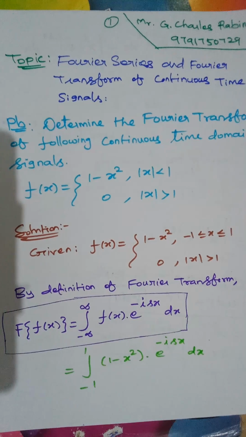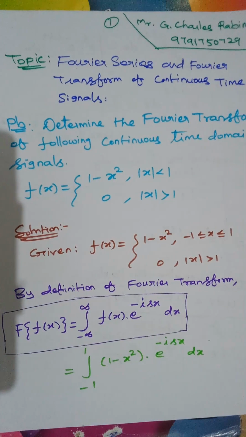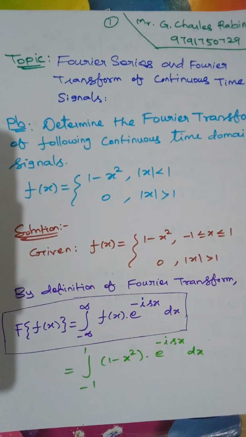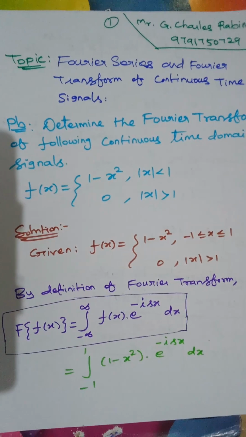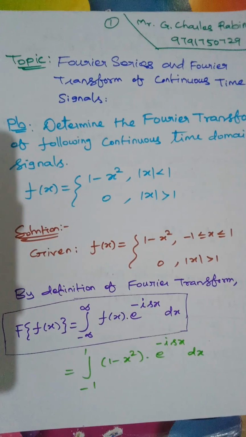So see the problem. Determine the Fourier transform of the following continuous time domain signals. f of x can be split. The very first one: 1 minus x squared for mod x less than 1. Another function: 0 for mod x greater than 1. So this only we are given. So using that f of x we are going to find the Fourier transform.